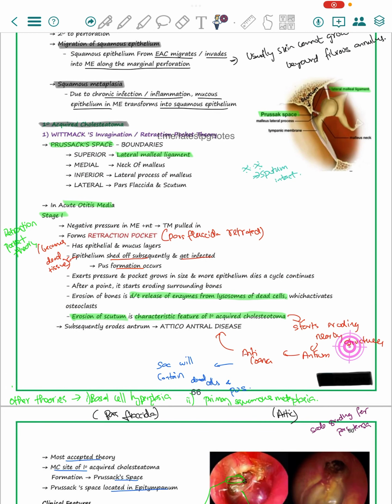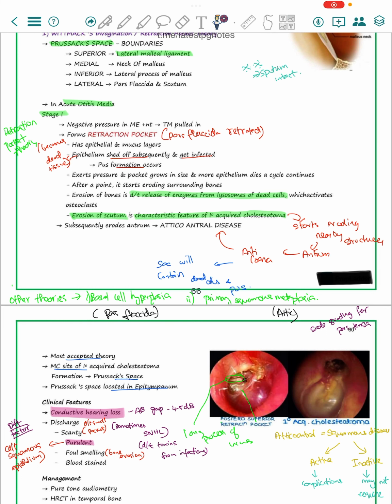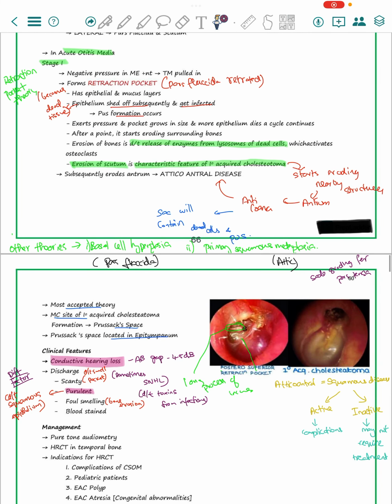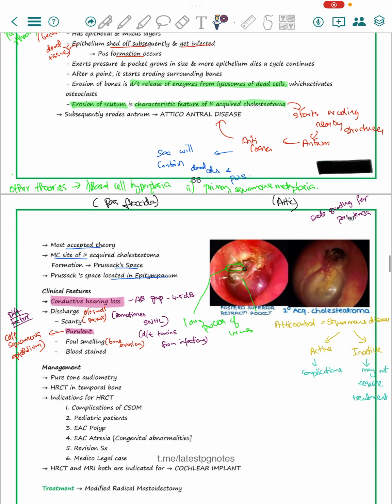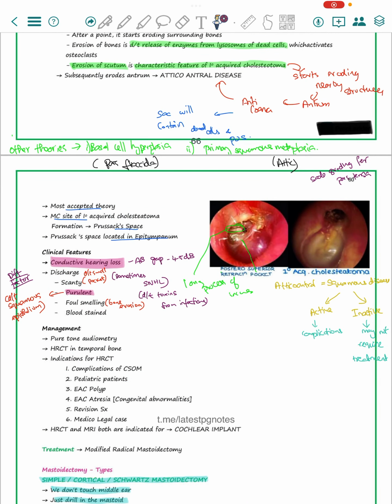Due to this erosion of the nearby structures of the antrum and attic region, this is known as Atticoantral disease. This contains more dead cells and pus. Other theories of this retraction pocket are basal cell hyperplasia and primary squamous metaplasia. But the invagination of the retraction pocket area, as per Wittmaack, is the most accepted theory. The most common site is the Prusak space. It is located in the epitympanum, above the level of the pars tensa.